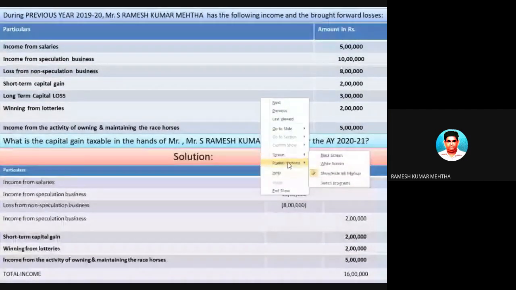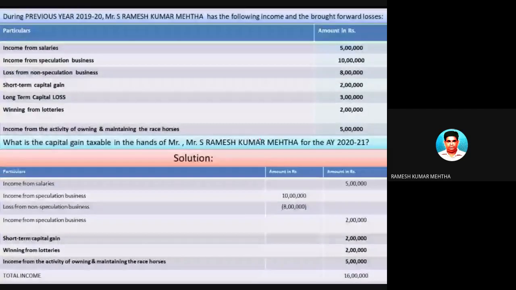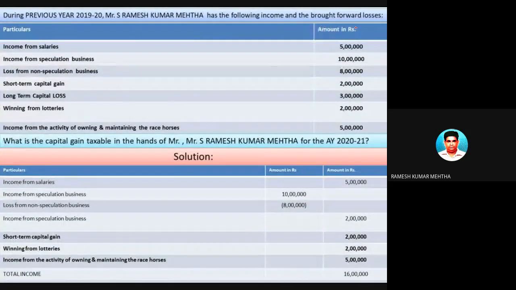Ramesh Kumar Mehta furnishes the following incomes and brought forward losses. I don't see any brought forward losses, but there is a long-term capital loss only. In this case, there is income from salary, income from speculative business, a non-speculative business loss, a long-term capital loss, winnings from lotteries, and income from the activity of owning and maintaining of horses.